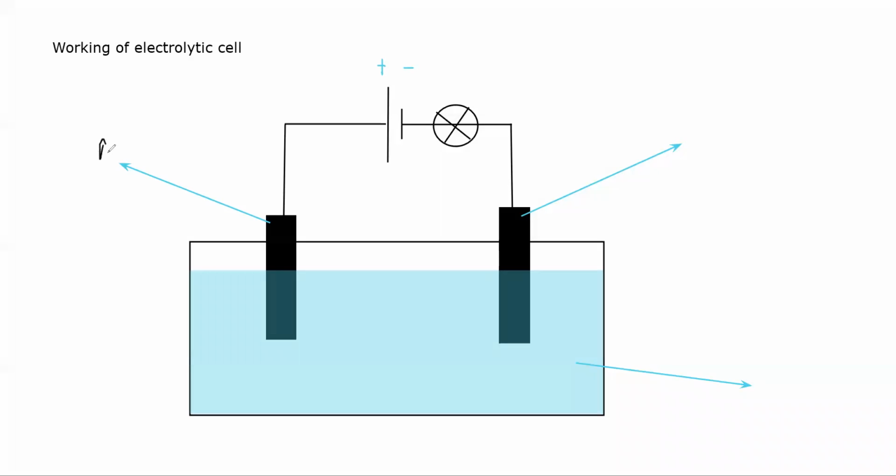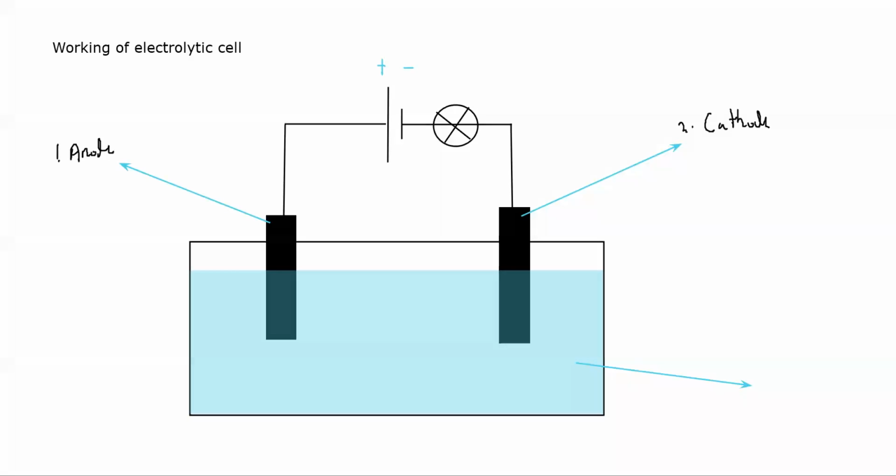First, what is A here? A is anode. Number one is anode. What is number two? That is cathode. How do I identify anode or cathode? The one which is connected with the negative terminal is called cathode, and the one which is connected with the positive terminal is called anode.